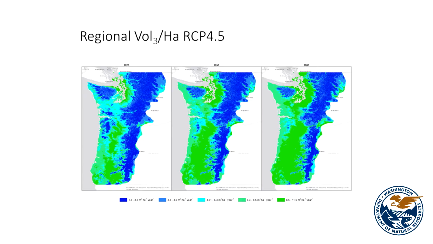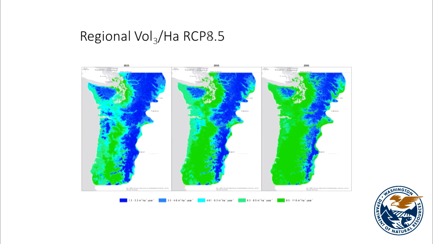And so, we have more productive areas down on the slopes and some of the less productive areas really high up in the Cascades. But we can see that the more productive areas are getting bigger, even under the lower of the two emission scenarios. The emission scenario that is more likely is the higher one, and in this case you can see the high productivity areas increase even more across the region.